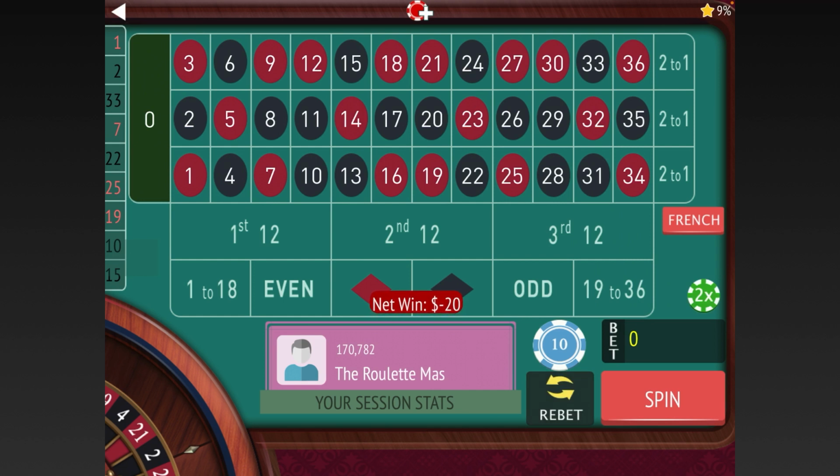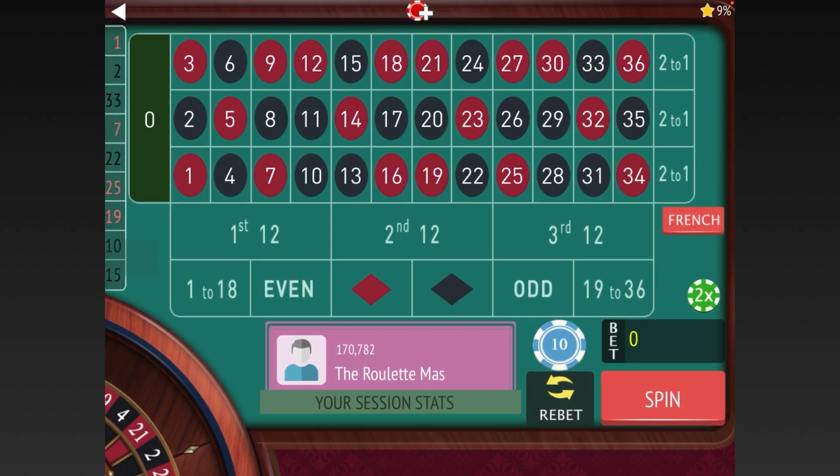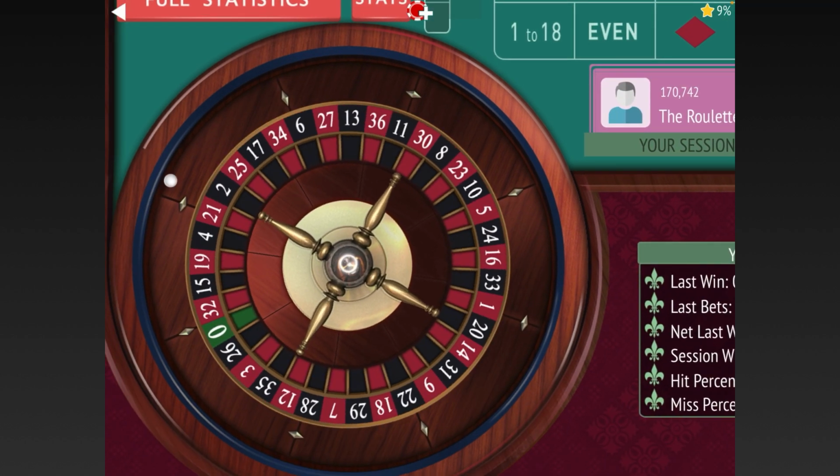Okay, so he increases by 1 unit whether he wins or loses until he's back in profit. So right now we're minus $20, so that means we go from $10 each to 20, and we're betting against that 33 now. So now we're going to leave out the third 12, and we're going to have 20 on each.